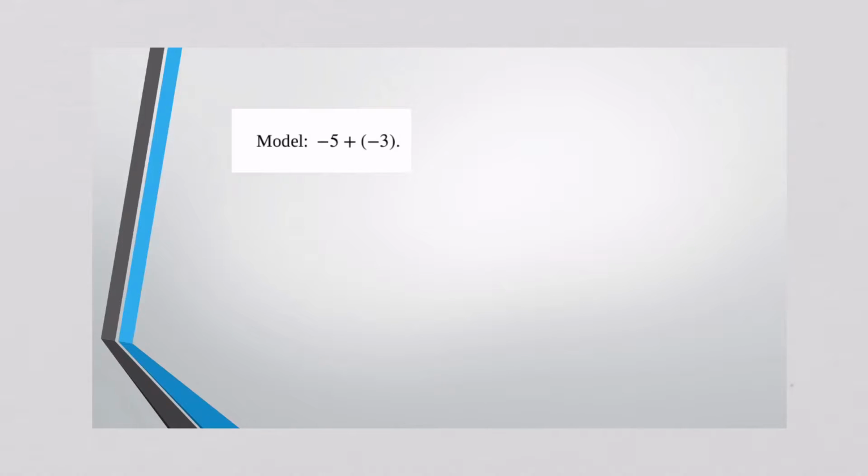Okay, so now we're told to model -5 plus -3. With the negative numbers, I'm going to use minus signs for those. So I've got 5 negative signs there, plus I also have 3 more negative signs. Remember, the minus signs mean negative. So I've got 8 total minus signs or negative signs, so this would be an answer of -8.